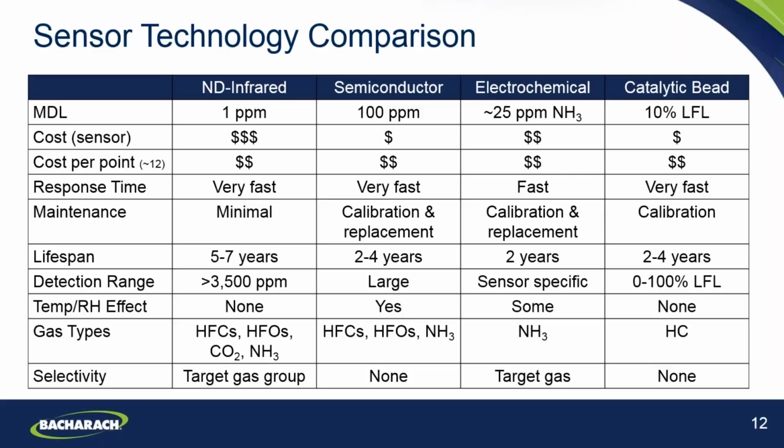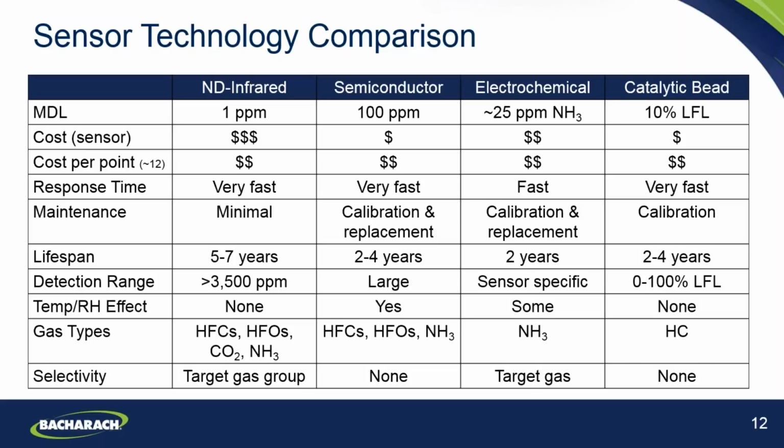Looking at the gas types measured, infrared can be used for monitoring HFCs, HFOs, and also for the natural refrigerants with CO2 and ammonia. Semiconductor sensors, again, measure HFCs and HFOs, and can also be used for ammonia applications as well. Electrochemical sensors, as mentioned earlier, are really only applicable for ammonia measurement in refrigeration applications. Catalytic bead sensors, we're really looking at the hydrocarbon refrigerants there.